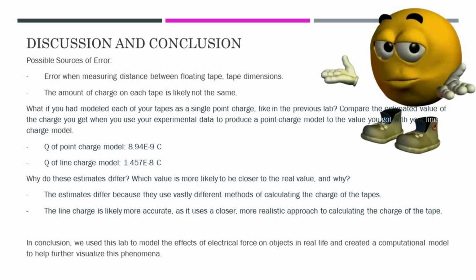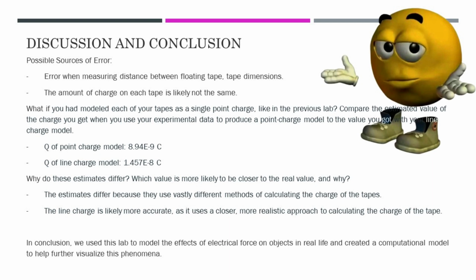As for our what if and what does it mean questions: what if you had modeled each of your tapes as a single point charge, like in the previous lab? Compare the estimated value of the charge you get when you use your experimental data to produce a point charge to the value you get with your line charge model. When modeled as a point charge, the charge of the point was 8.94 times 10 to the negative 9 coulombs, whereas the charge as a line charge model was 1.457 times 10 to the negative 8 coulombs. As you can see, there is a very great discrepancy between these two numbers.